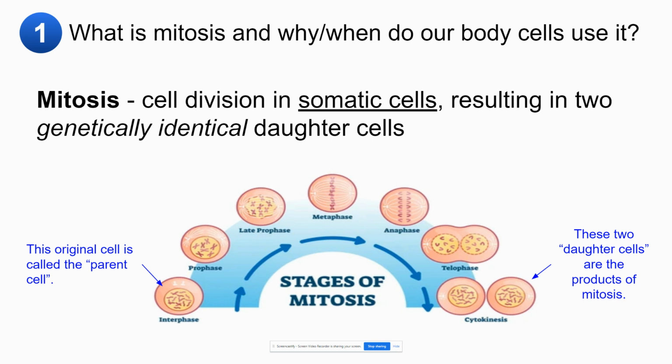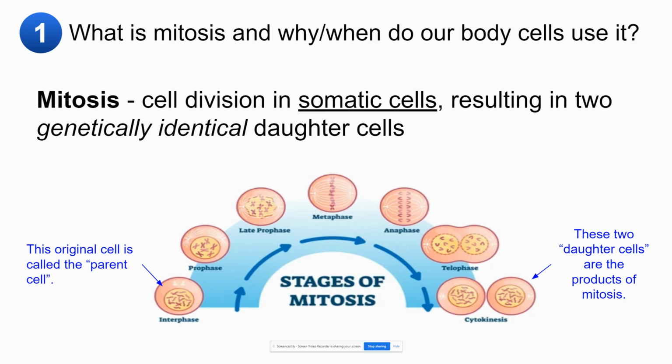What is mitosis, and why/when do our body cells use it? Mitosis is cell division that takes place in somatic cells, and it results in two genetically identical daughter cells. Okay, I just used a lot of new terms in our definition here. I will get to the somatic cells on the next slide, but what does it mean by genetically identical cells?